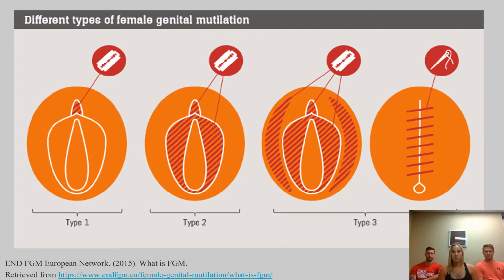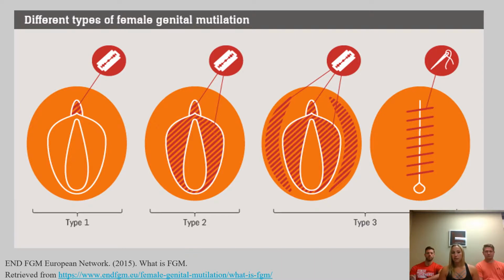This diagram shows the different types of female genital mutilation. Upon first glance, we thought that this was just depicting the 4 types that I had previously listed. Upon further review, we noticed that this was actually just types 1, 2, and 3. The first diagram shows type 1, which is the clitorectomy. So this is removal of the clitoris with a blade or some type of sharp object.